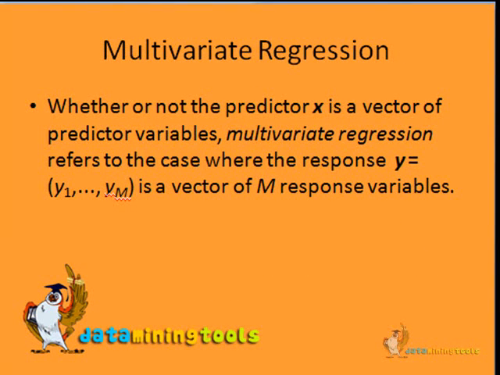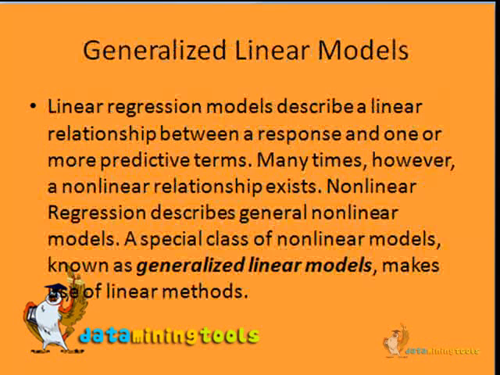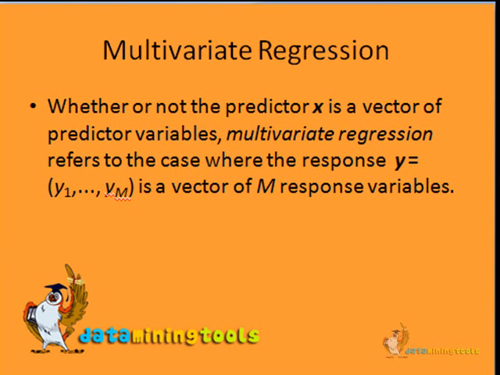We have multivariate regression, in which the predictor x is a vector of predictor variables. Multivariate regression refers to the case where the response y equals y1 up to ym, a vector of m response variables. So these were the several methods and models which are used in regression.